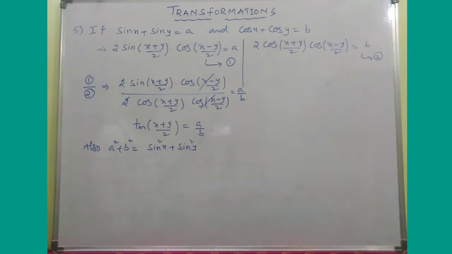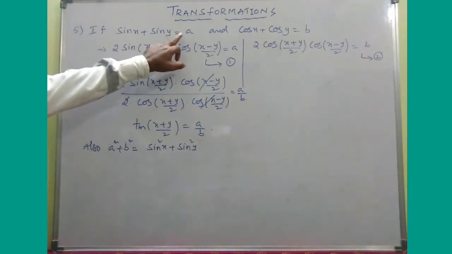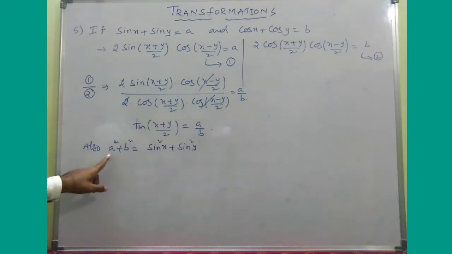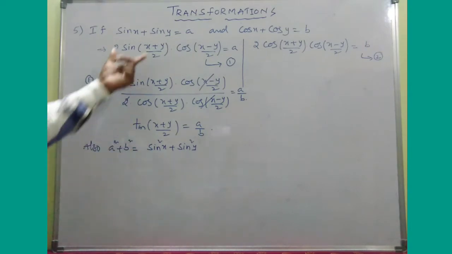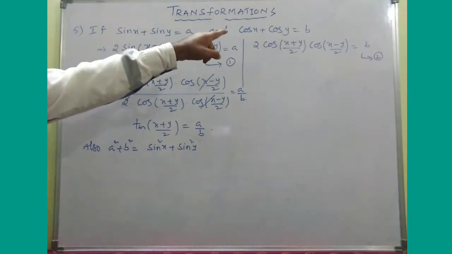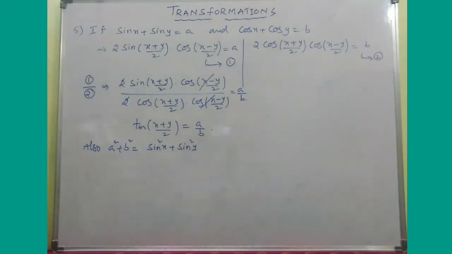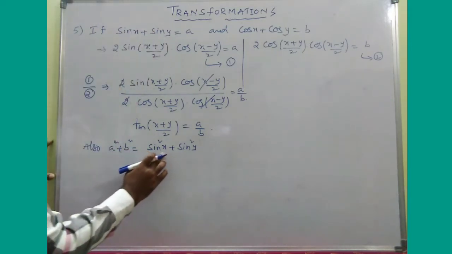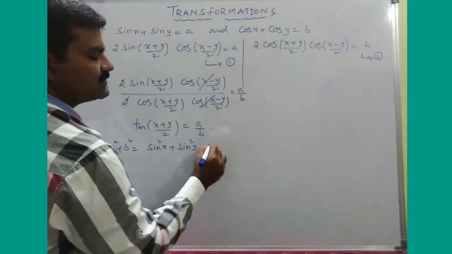See, we also need to find sine of (x minus y) by 2. For that, let us do one thing: square and add. A square plus b square is (sin x plus sin y) whole square plus (cos x plus cos y) whole square. Then this whole square is nothing but (a plus b) whole square, that is a square plus b square plus 2ab.